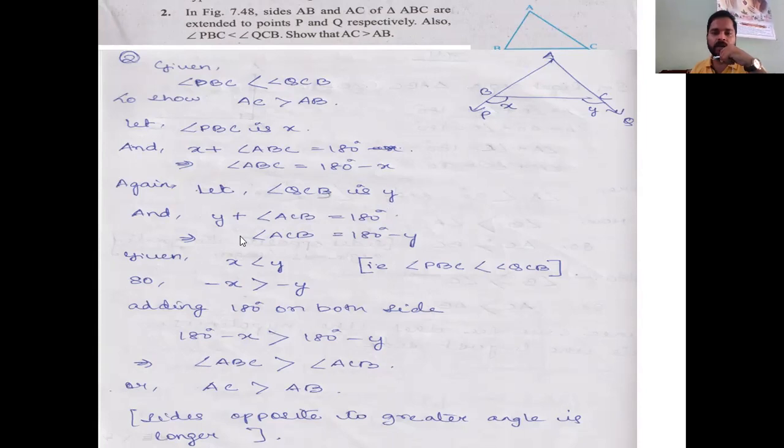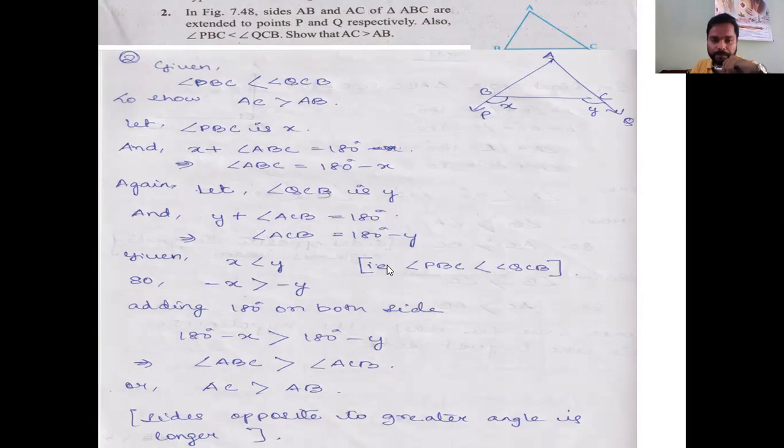Again, let QCB be Y. Similarly, we will do the same. Y plus angle ACB, these two sum to 180. So similarly, angle ACB will be 180 minus Y. So you got the value of ABC, that is 180 minus X, and also the value of ACB, that is 180 minus Y. Up to here, it is clear maybe? Very simple. We just use the linear pair.